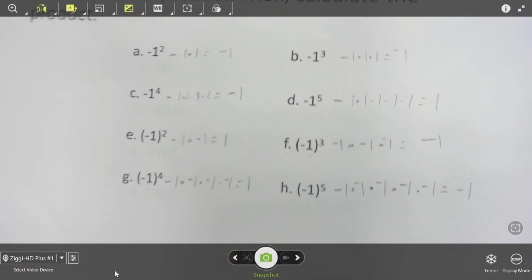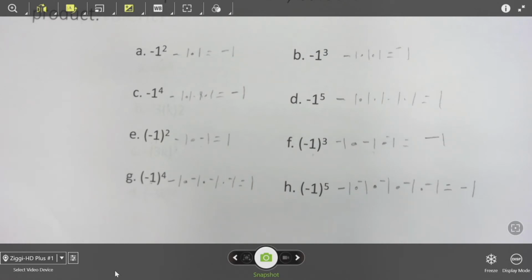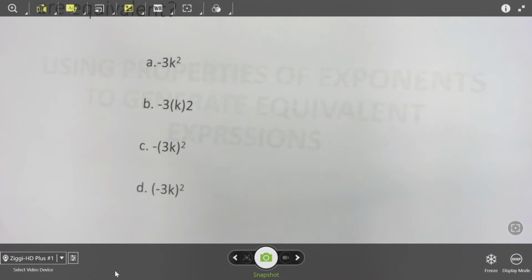Can we come to a summary? Let's see. Even, odd. So if you have an even number of negatives, your answer will be positive. And if you have an odd number of negatives, the answer will be negative. Absolutely. Okay. Let's evaluate these expressions and see which expressions are equivalent.